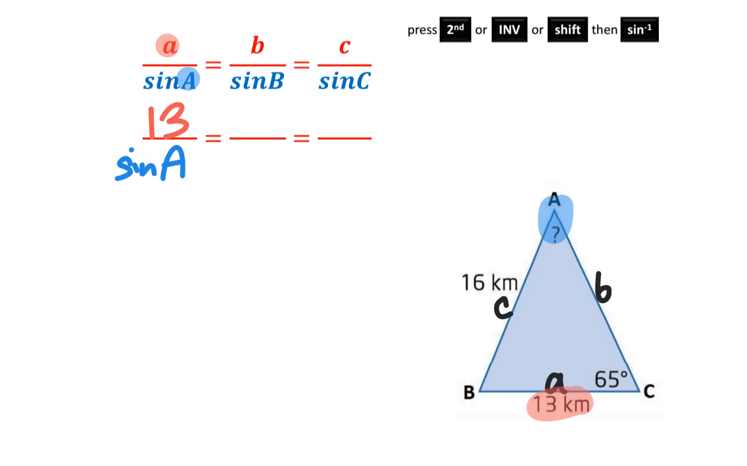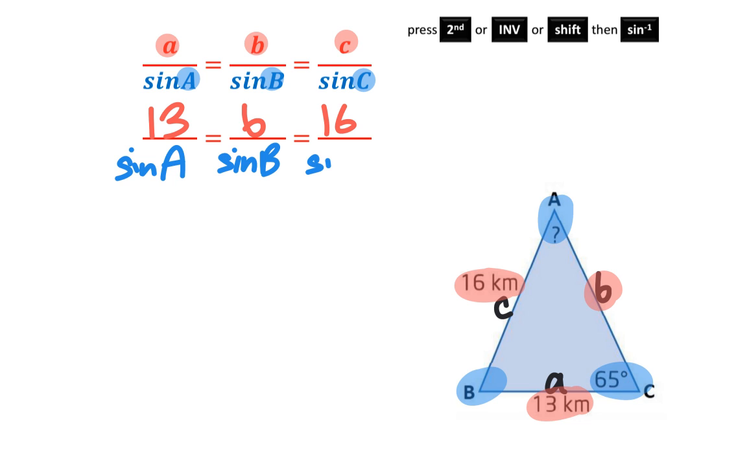Lowercase b is unknown as well. So let's just leave that alone. Furthermore, angle B is unknown as well. So we're going to leave that alone. Over here, lowercase c can be replaced with the number 16. And angle C can be replaced with the number 65 degrees. So I'm going to rewrite that as sine 65.